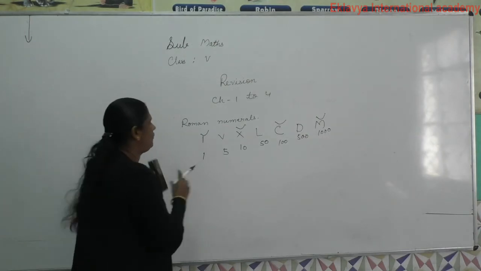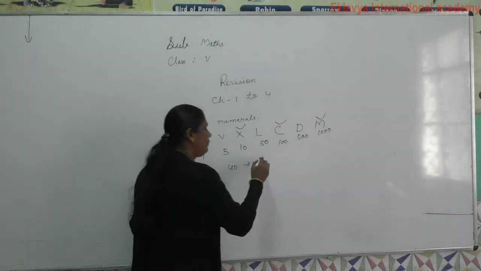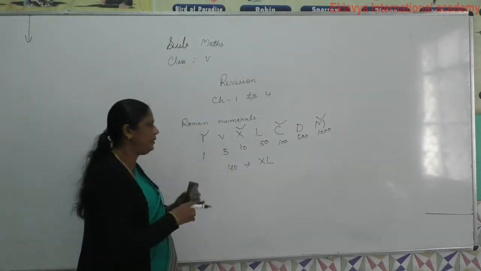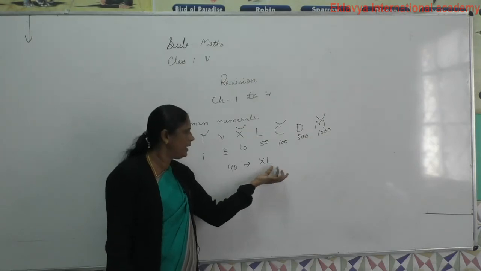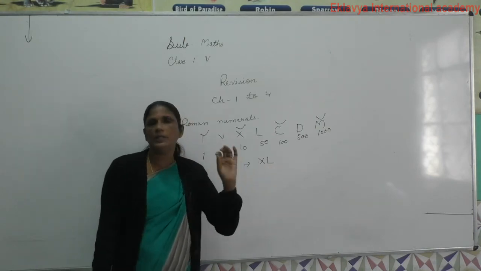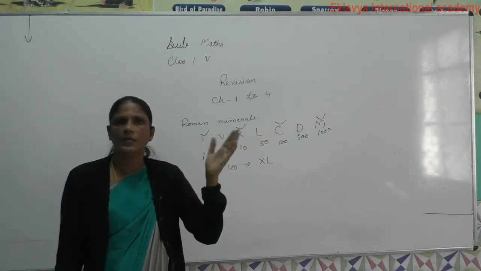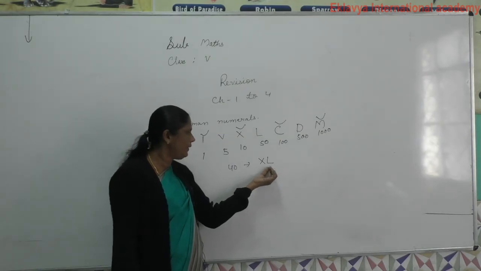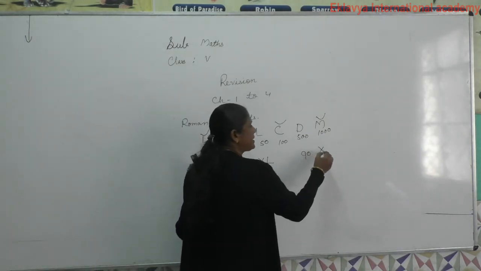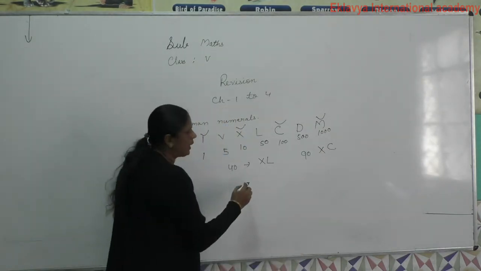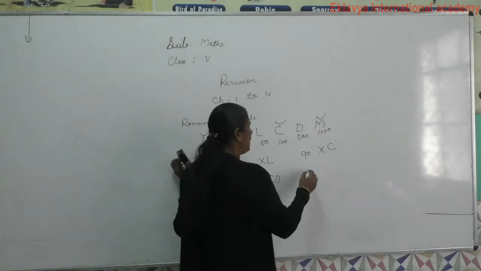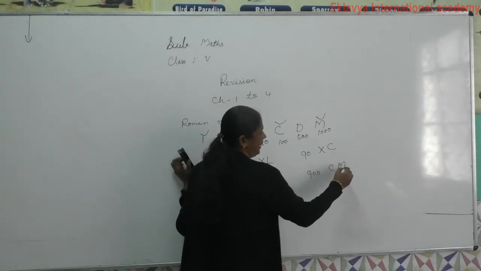Now, how to write 40? First we write L. L means 50. Then on the left hand side, you write X. X means 10. When we write a smaller number on the left side of a number, that is subtraction. When we write it on the right hand side, that is addition. Here 40 we get X and L. 90, how to write 90? X and C. Then how to write 400? C and D. How to write 900? C and M.